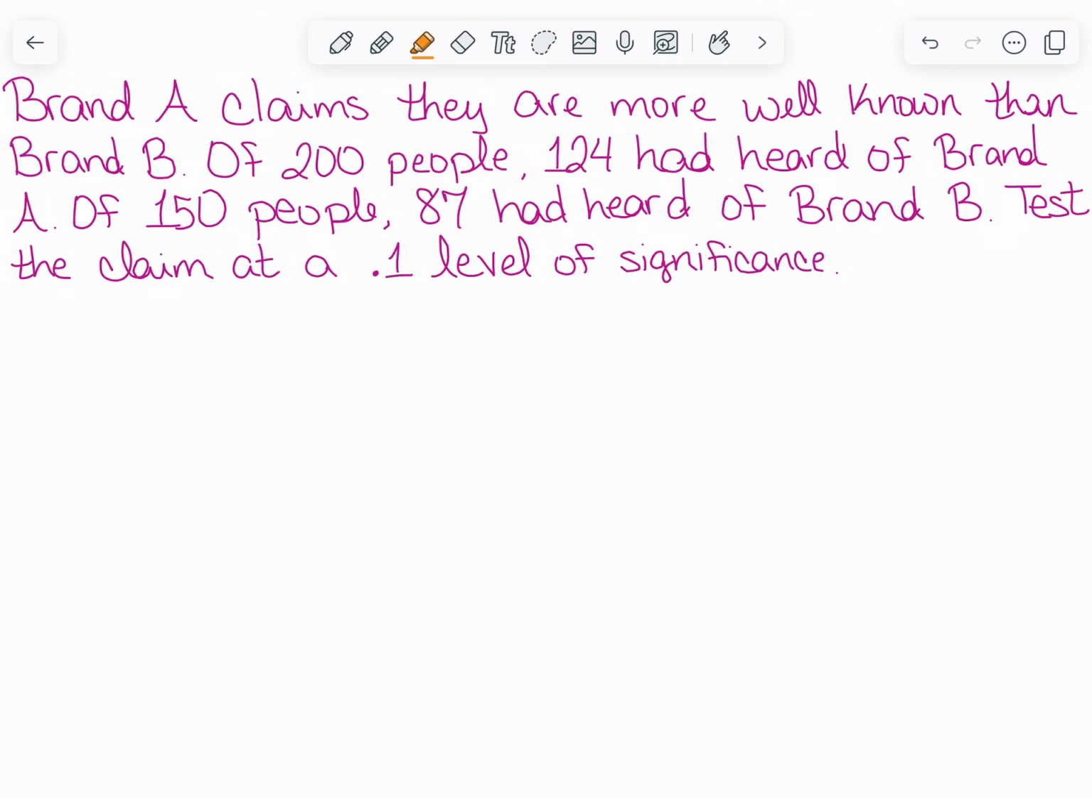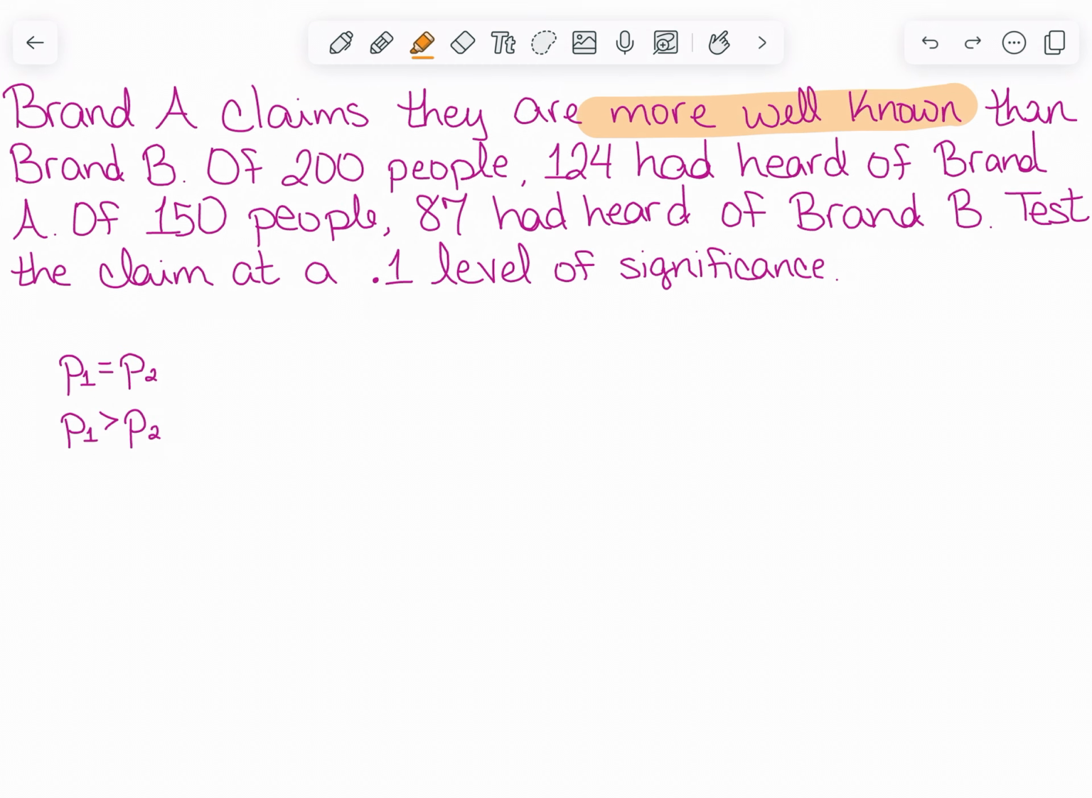Our first step is going to be to state our hypotheses. In this case, brand A is claiming that they are more well-known, so we should expect more people for brand A, which means our first group should be larger. Our null hypothesis is always P1 equal to P2. And since we want brand A to be bigger, we would have P1 greater than P2. So now let's look at some of our other variables.